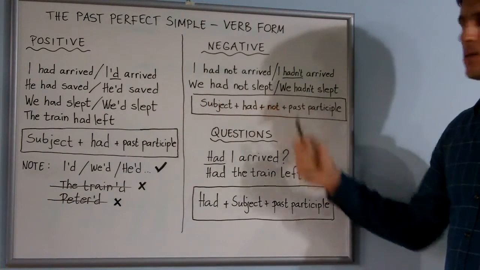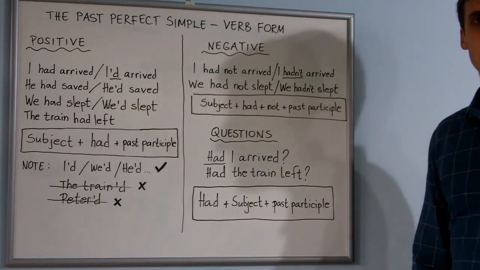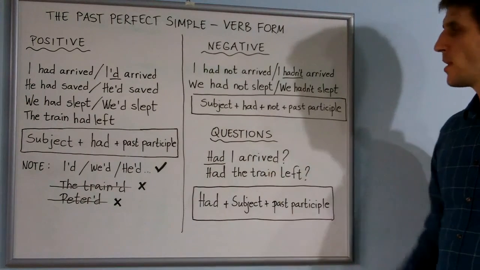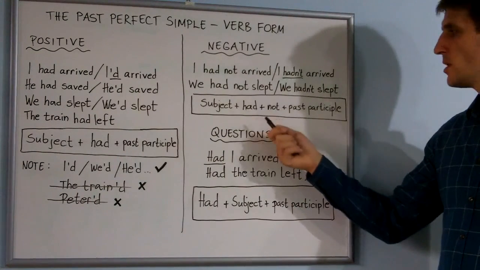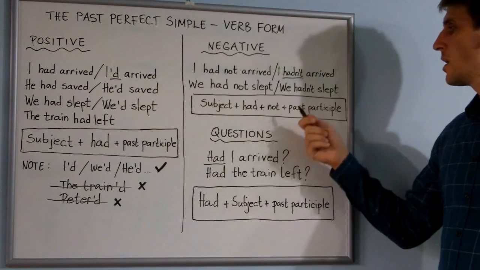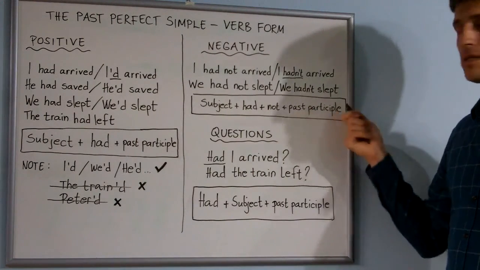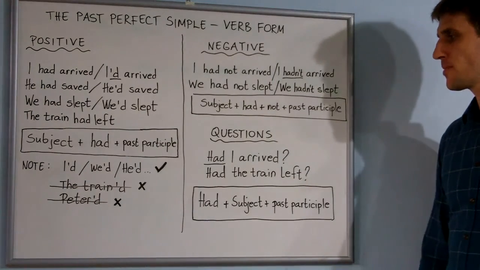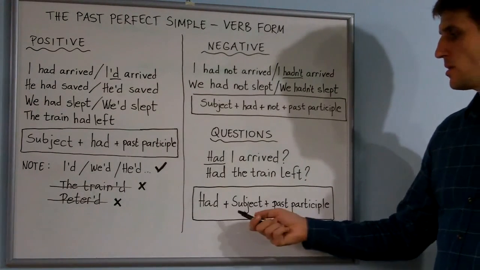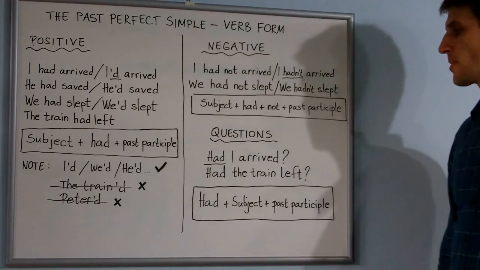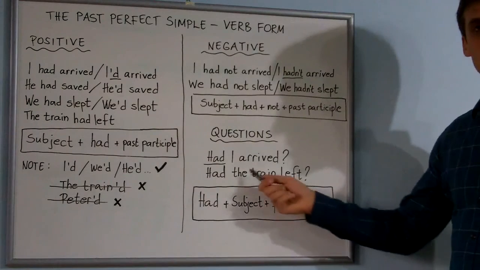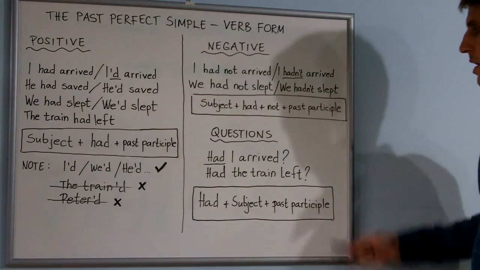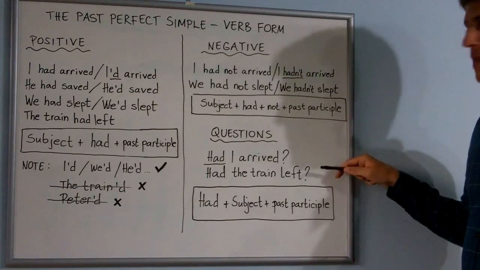We had not slept or we hadn't slept. To form a negative sentence, we begin it with a subject, then we add had and not, and we finish it with the past participle of a verb. To make questions, we begin a sentence with the verb had, then we add a subject and the past participle of a verb. Had I arrived? Had the train left?